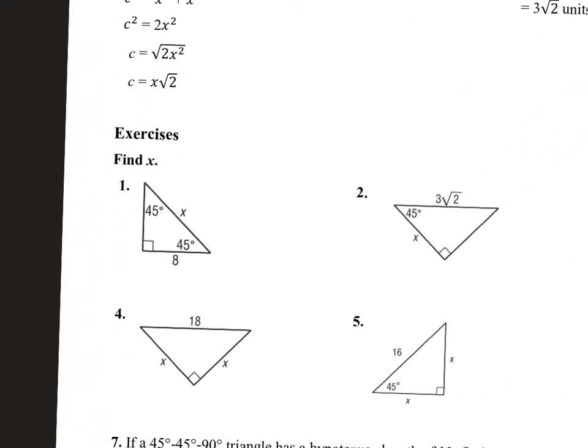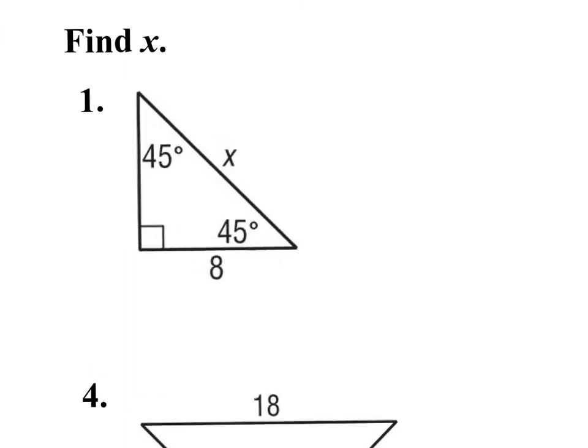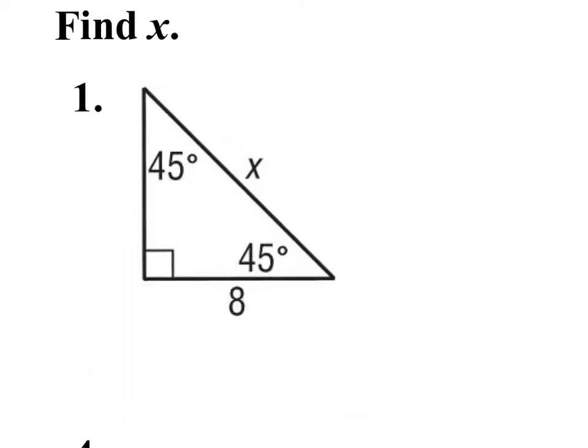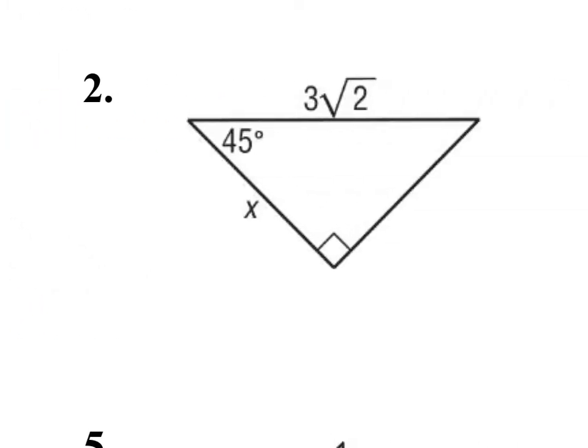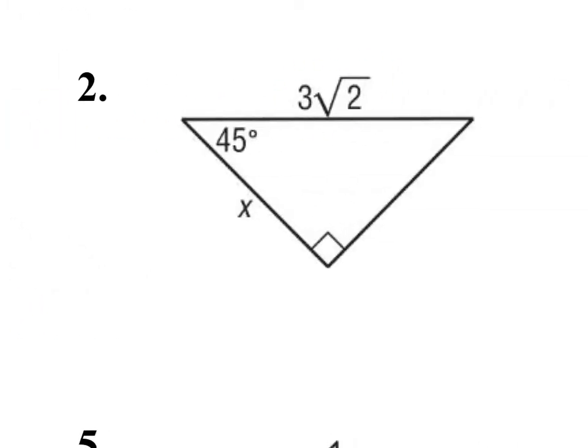Let's take a look at some practice problems. Exercise 1, we want to find the hypotenuse, but we know the leg of 8. Well, my hypotenuse is going to be my leg times square root of 2. And done. Example 2, we're given the hypotenuse. We want to find the leg. Well, the hypotenuse is always going to be, for a 45, 45, 90 triangle, the leg times square root of 2. So if the leg times square root of 2 is equal to 3 times the square root of 2, then our leg must be equal to 3.